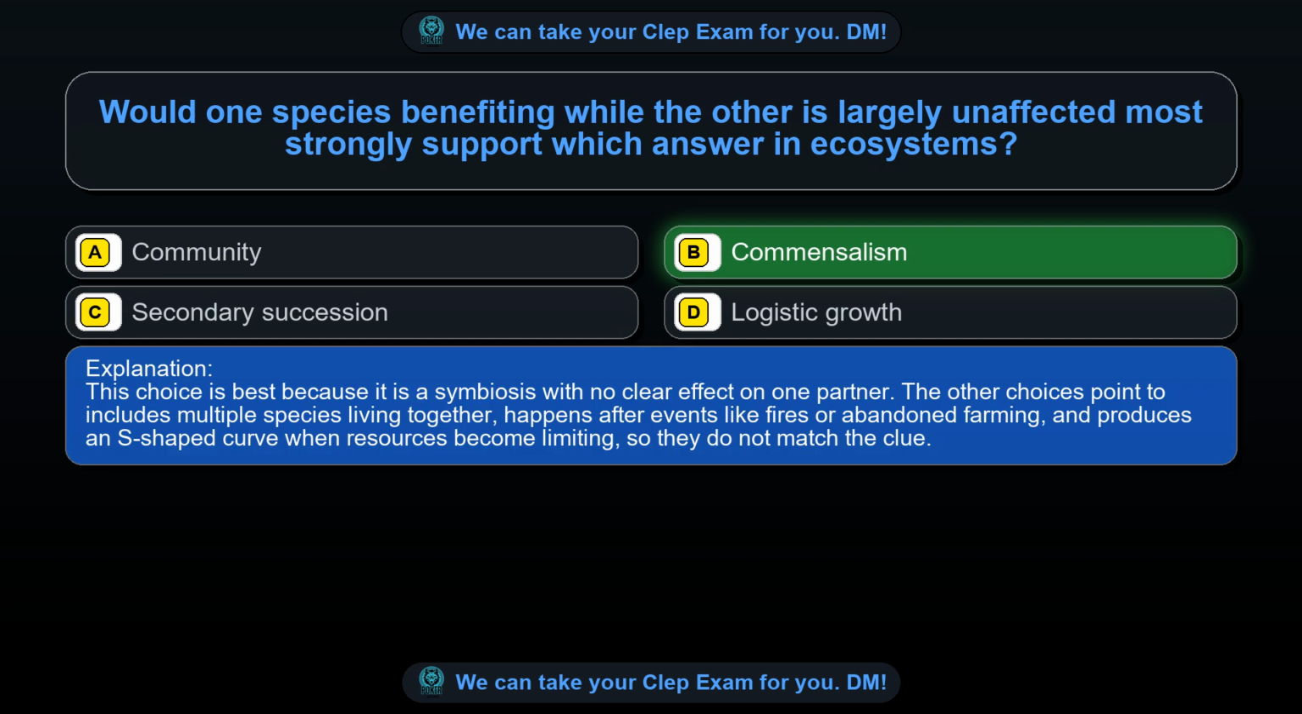This choice is best because it is a symbiosis with no clear effect on one partner. The other choices point to includes multiple species living together, happens after events like fires or abandoned farming, and produces an S-shaped curve when resources become limiting, so they do not match the clue.